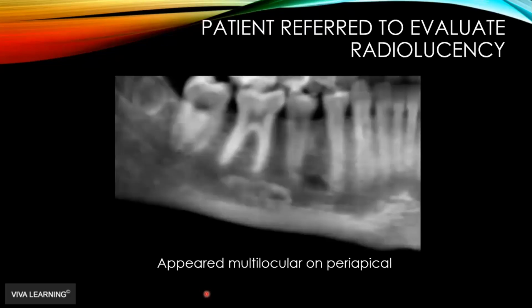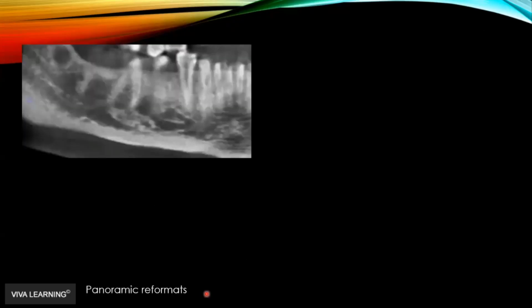This was a patient who was referred to evaluate a radiolucency that looked multilocular on a periapical. It went to the endodontist. The endodontist said it's testing vital. I don't see anything wrong, and sent it to me for evaluation of the CBCT.